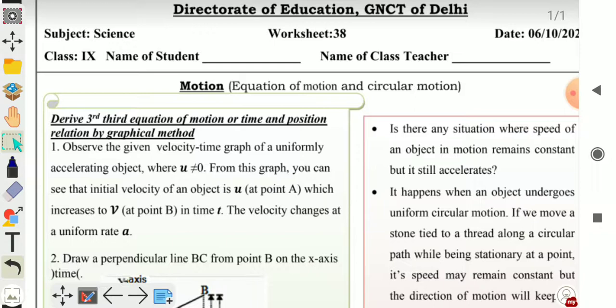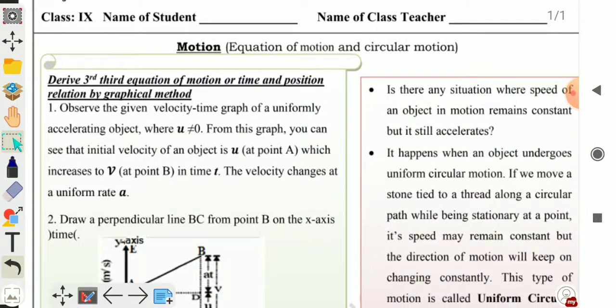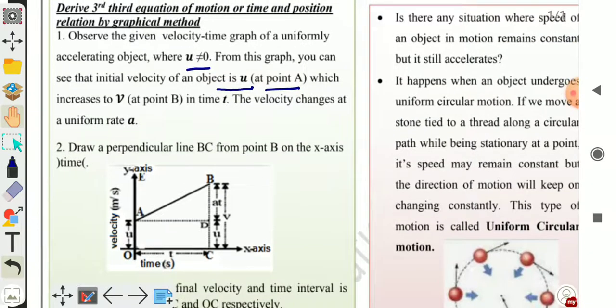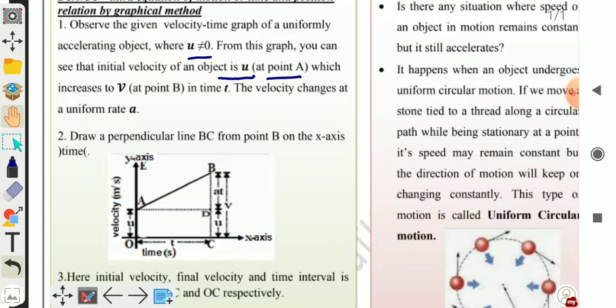Here a velocity time graph is given to you in which the object is uniformly accelerated, where u is not equal to 0. From this graph you can see that the initial velocity of an object is u at point A and the final velocity is v at point B, and the time interval is denoted by OC. The velocity changes at a uniform rate a.